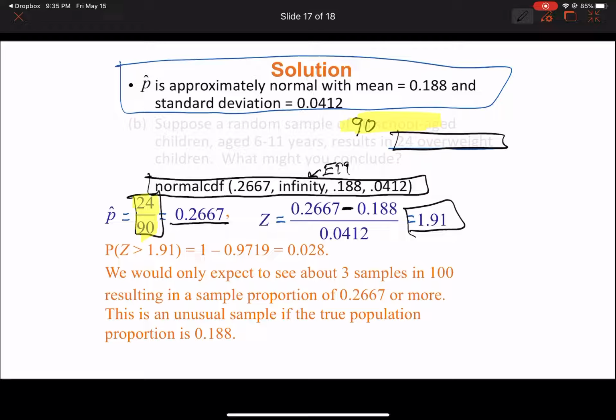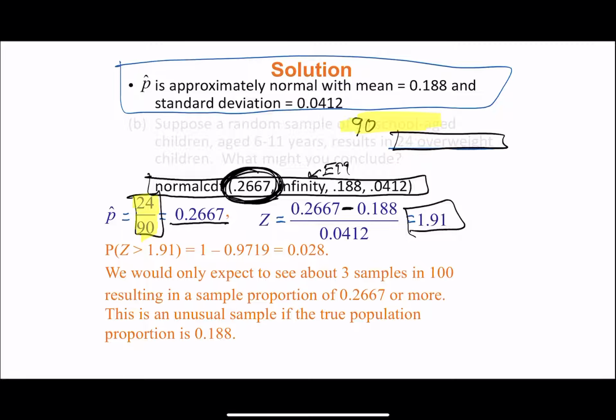0.188 is my mean, and 0.0412 is my standard deviation. This is the number that's going to drive us right here. The probability that 24 of them would be overweight is 0.028. So what this means is that out of 100 samples, we would only expect 3 to be overweight.